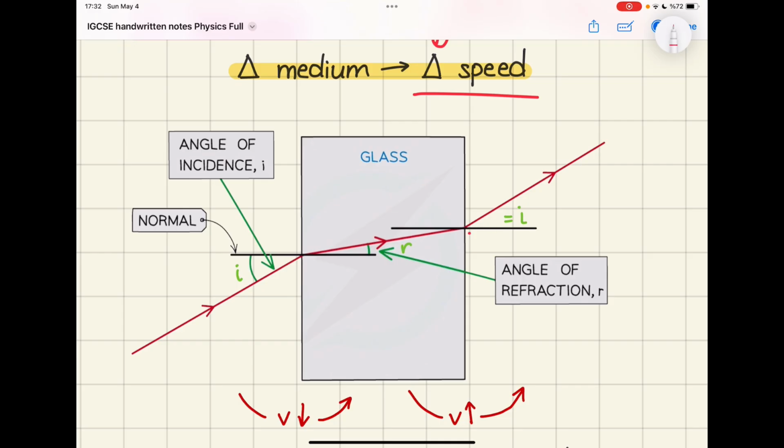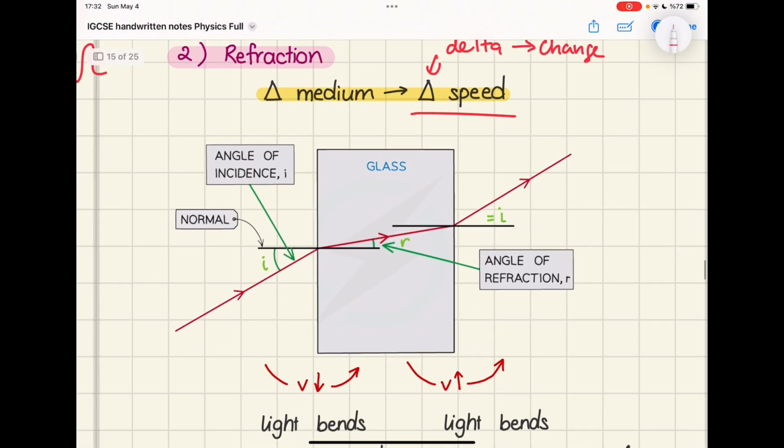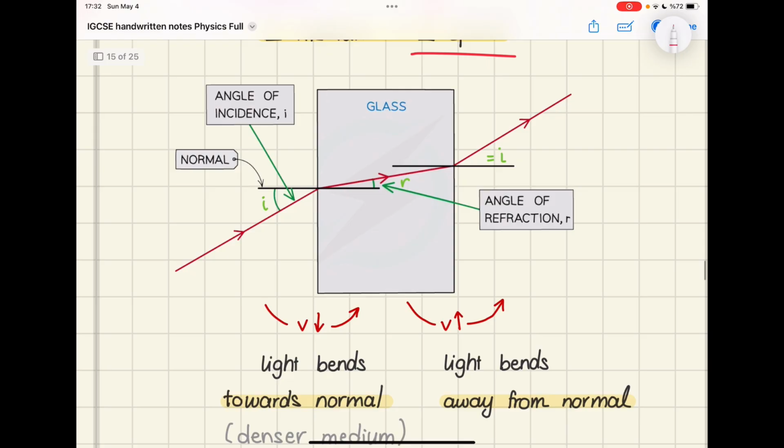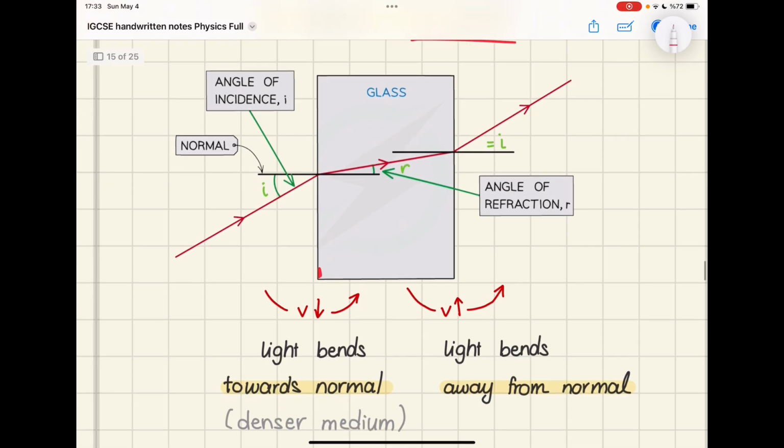And then when it exits this glass, it continues with the previous angle, the one that was the incidence angle at the beginning. So here light bends at a boundary between two optical mediums. Here it bends towards the normal because the angle becomes smaller. Here it bends away from the normal because we have a less dense medium.